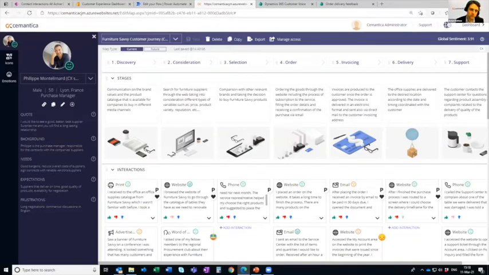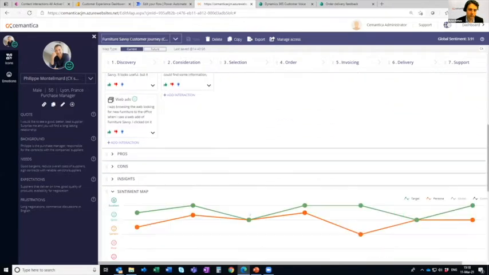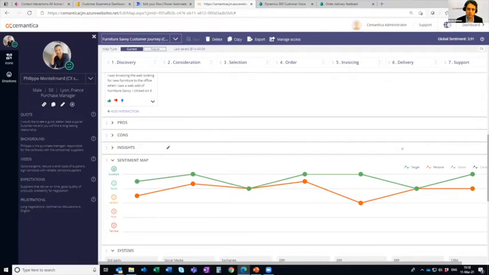When we have this journey, for each one of the interactions, we are also analyzing the level of satisfaction of the persona from the interaction with the brand. So Philippe Montelimar interacting with Furniture Savvy. In each one of the interaction points, we are documenting the level of satisfaction. Based on this level of satisfaction, and I will scroll down, we have the sentiment map that I showed in the PPT. The sentiment map is showing us the aggregated level of satisfaction of Philippe Montelimar in the different stages of the journey from all the touch points.